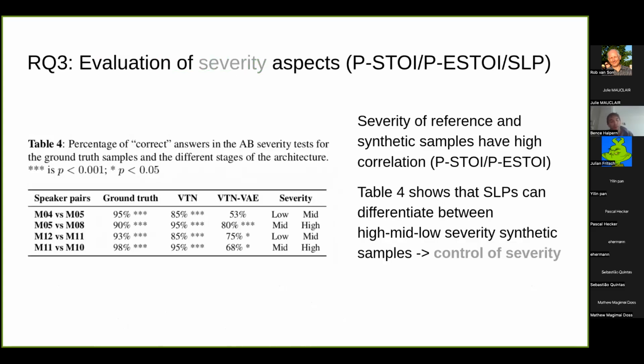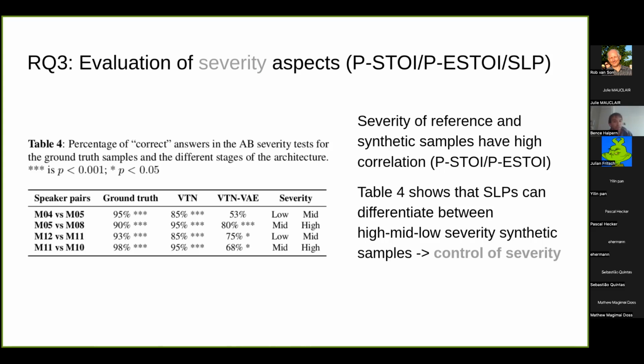For the severity, we have decided on two different approaches, an objective approach and a subjective approach. The objective approach used p-story, which was basically shown to perform well on this dysarthric database in predicting the severity aspects of the speech. We have also observed that here the p-story managed to produce similar numbers as in the case of the reference samples. So we thought that's encouraging from the objective perspective.